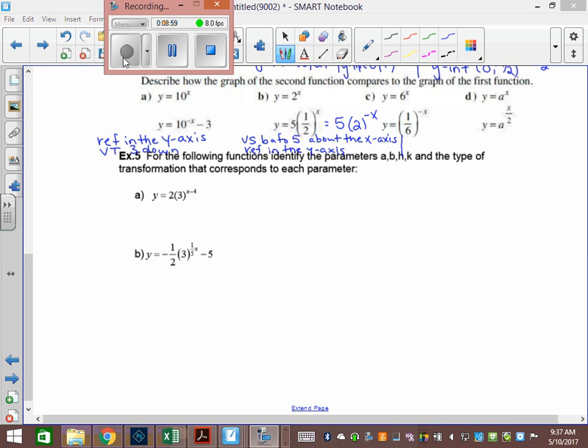This one, you'd have y equals 6 to the negative 1 to the negative x. So it's y equals 6 to the x. So you have no change. Same graph. Why would you ask that? Then this one would be y equals a half x. So it's a horizontal stretch by a factor of 2 about the y-axis.